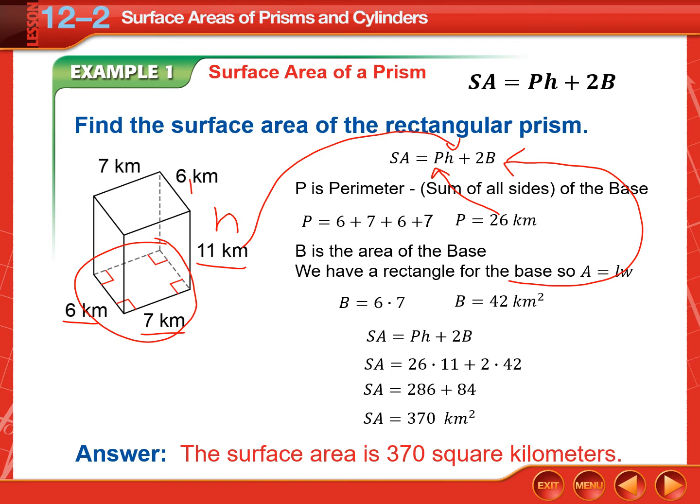That is the surface area of rectangular prisms. Let's try triangles.